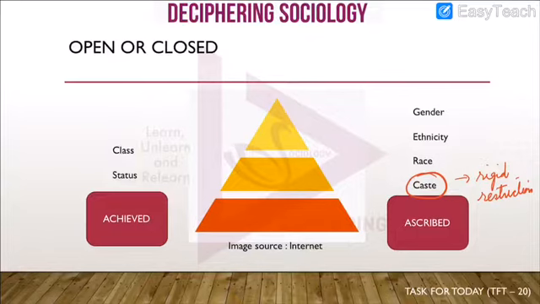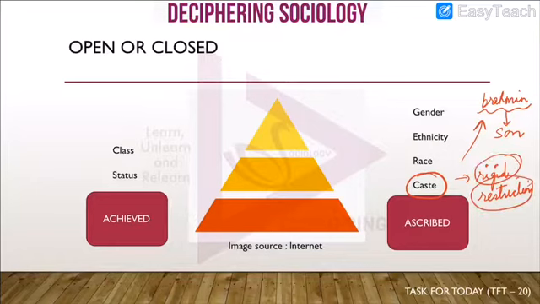These castes, for example, if you remember, if someone belongs to the Brahmin caste, then he or she will be a Brahmin throughout his life, and his son will also be a Brahmin. So there is an amount of rigidity as well as restriction. A person is restricted to this particular caste.